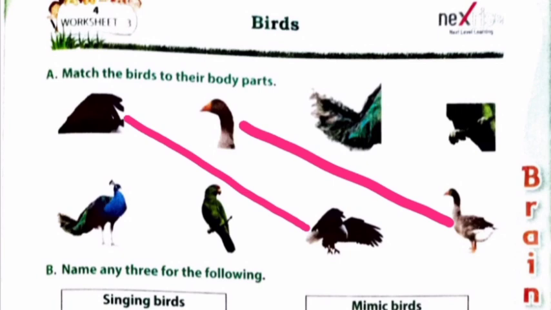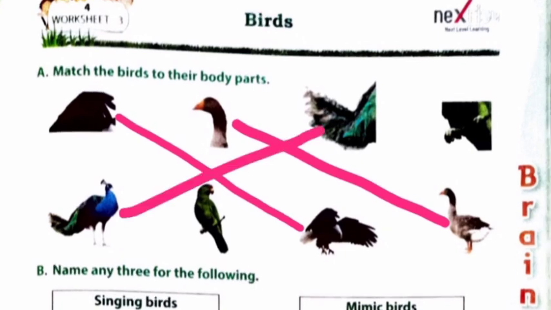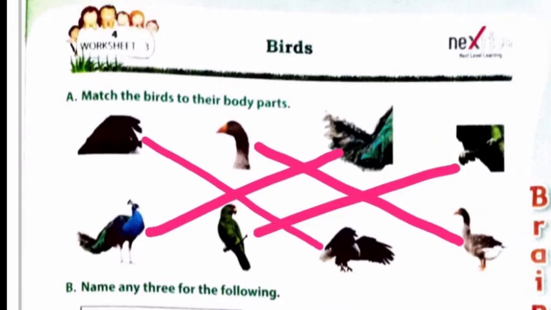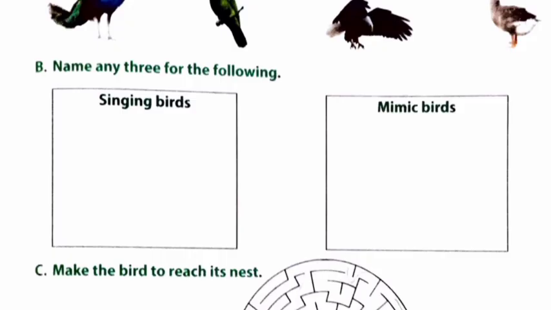Third, we have feathers. So these feathers belong to peacock. At last, we have the picture of claws. And these claws belong to the parrot. The next question is, name any three for the following. Here we have two categories, singing birds and mimic birds. Now we have to name any three birds under the following categories.